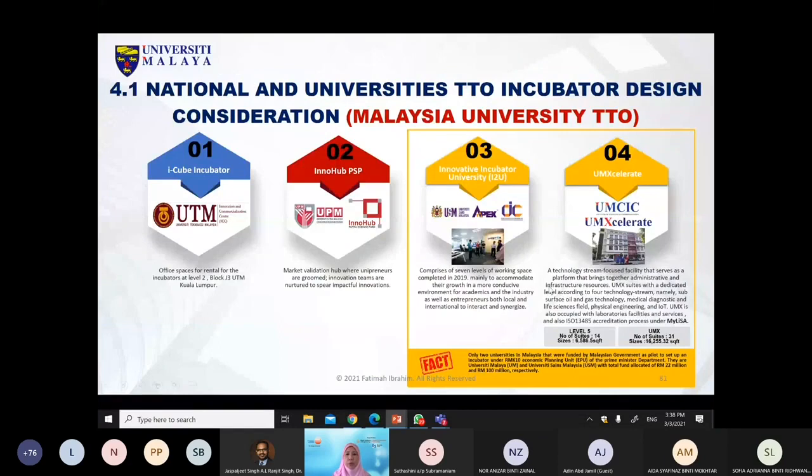And I want to show you that University Malaya and also USM are lucky because at that time, the two universities were funded by the Malaysian government as a pilot to set up the incubator under the RMK 10, Economic Planning Unit, EPU. In University Malaya, we call the incubator Accelerate. In USM, they call it Innovative Incubator University, ICE2U. But we also have the UPM incubator, InnoHub, and in UTM they have the iCube incubator, where they rent the spaces for makers and innovators.